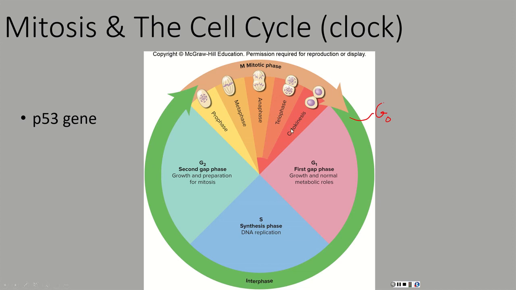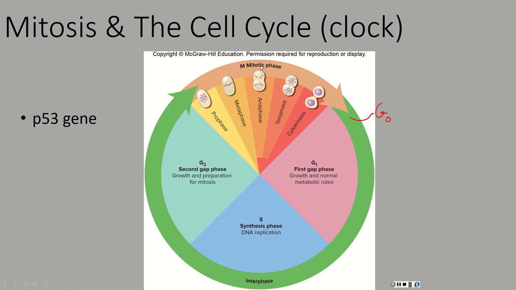Cytokinesis is the division of the cytoplasm. They occur at the same time. Mitosis starts first, cytokinesis starts a little bit later, but they overlap. Cytokinesis typically starts partway through anaphase.